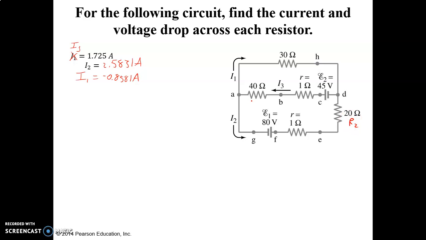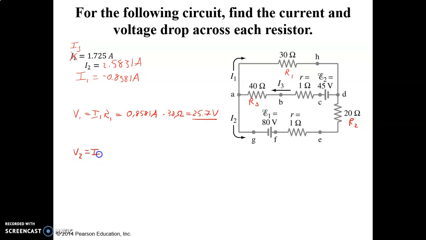Again, there's R2, R3, and R1. So the voltage drop across resistor 1 is just going to be I1 times R1. Now, the direction of the current doesn't matter here. The current goes through the resistor either way. So the current here would be 0.8581 amps times the resistance, 30 ohms, which means that there was a total voltage drop of 25.7 volts across R1.